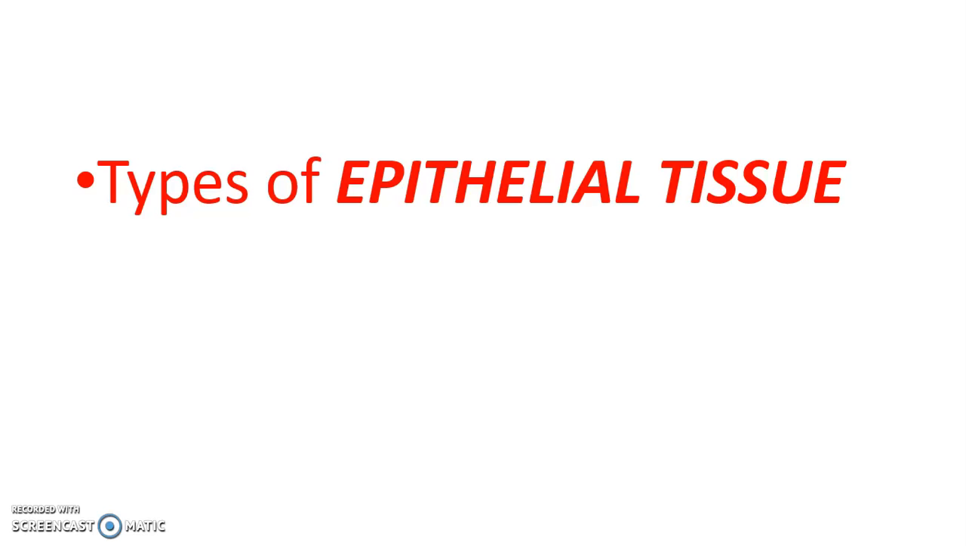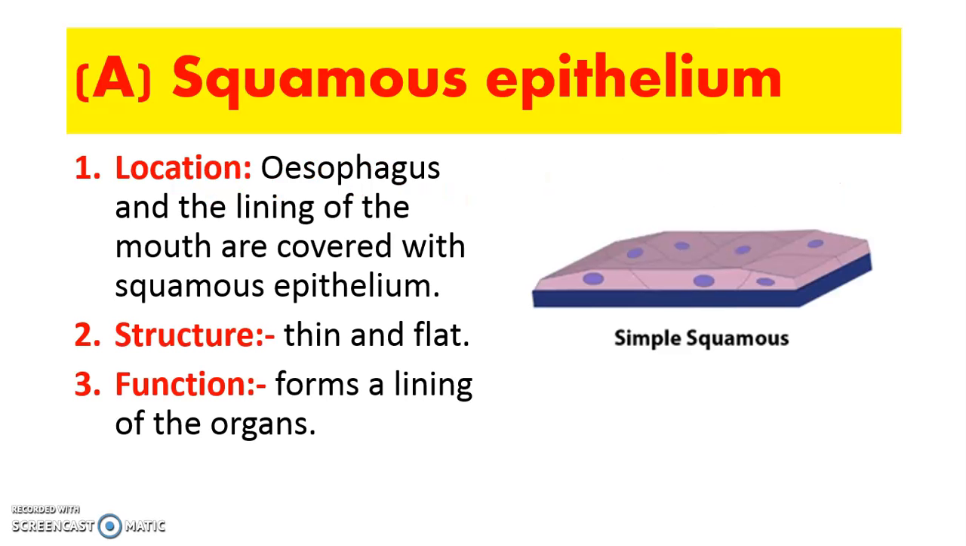Let's see types of epithelial tissues. First of all, we have got squamous epithelium, or we can simply say squamous epithelial tissues. Let's see their locations. They are located in the esophagus and the lining of the mouth. Their structure, these are basically thin and flat cells. Functions, they form a lining of the organs.